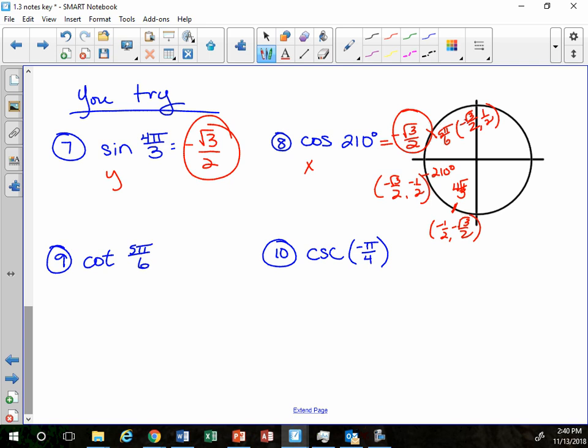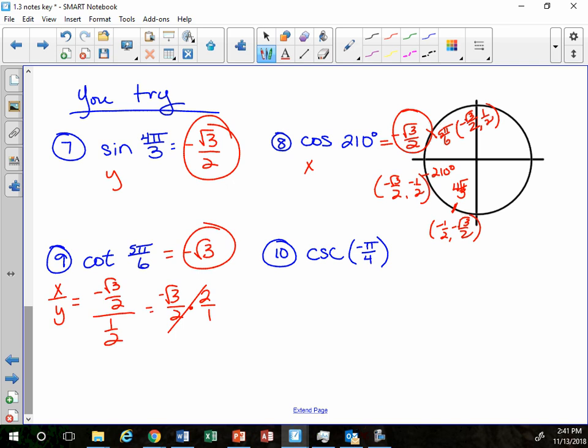Cotangent is x over y. So that's going to be negative root 3 over 2 over 1/2. Flip and multiply. So it's negative root 3 over 2 times 2 over 1. Reduce. What can you do? Forgot the negative. So negative root 3, that's it. Alright, now I know how to do the last one.